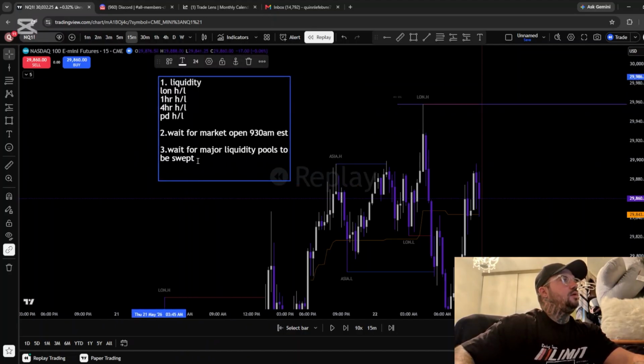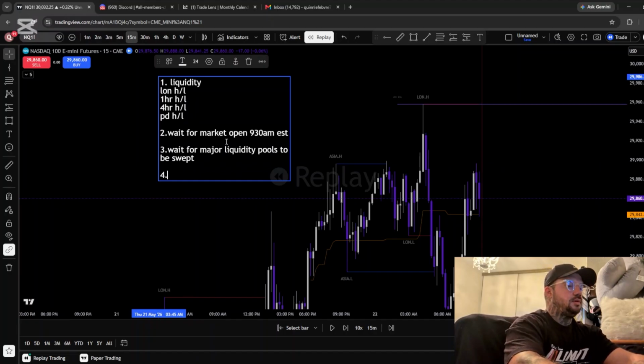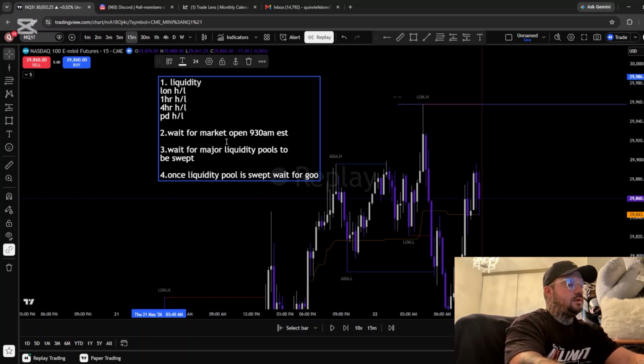Now, number 4, once liquidity pool is swept, wait for a good reaction off of the liquidity levels.